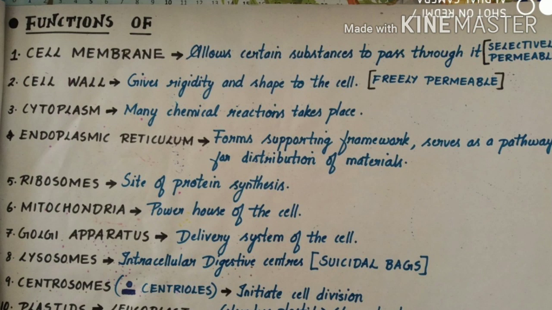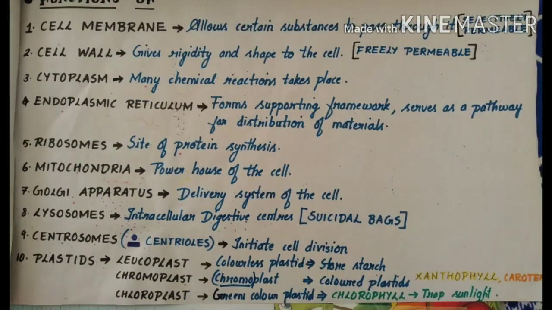Ribosomes are the factories for the synthesis of proteins. Mitochondria are called the powerhouse of the cell because they release energy as a result of cellular respiration and store it in the form of ATP, the high energy molecule. Golgi apparatus is the delivery system of the cell and it is concerned with the secretion of the cell including enzymes, hormones, etc. Lysosomes contain intracellular digestive enzymes.